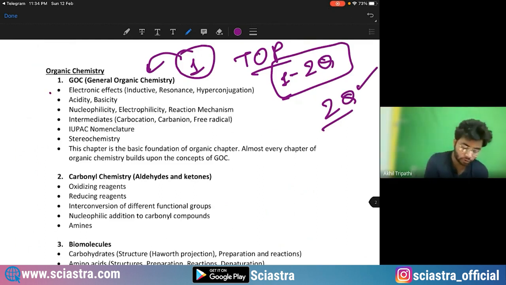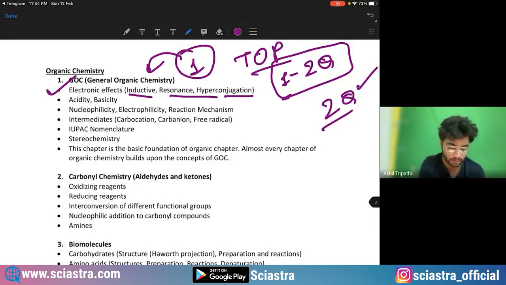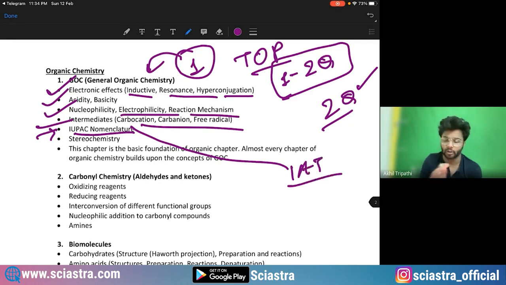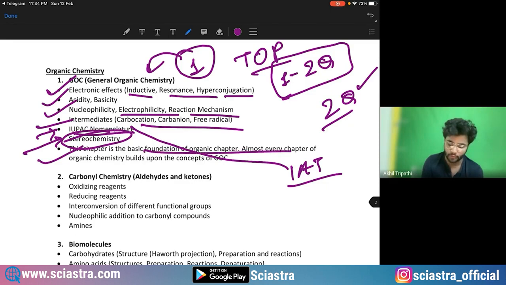From where? Electronic effects, stability of anions and cations, based on the inductive, resonance and hyperconjugation effects. Then acidity and basicity order of various molecules based on electronic effects. Nucleophilicity, electrophilicity, reaction mechanism, intermediates. And then IUPAC nomenclature. Sometimes it gets asked in IAT, generally not in NEST. Then stereochemistry, very important. And finally, this is the foundation, right? So you should have a good understanding of GOC.